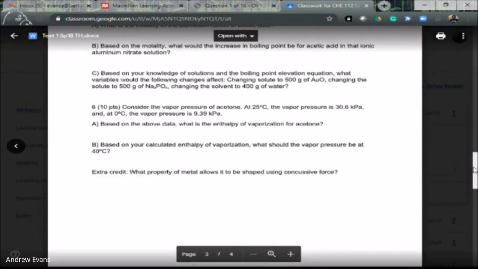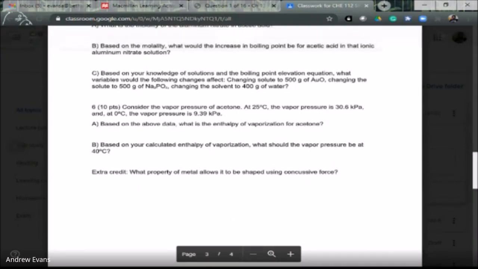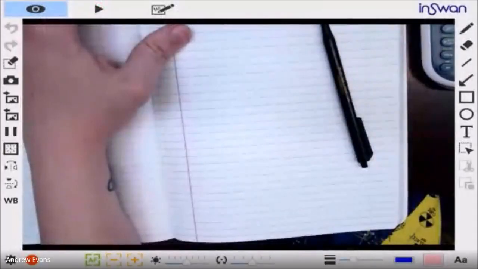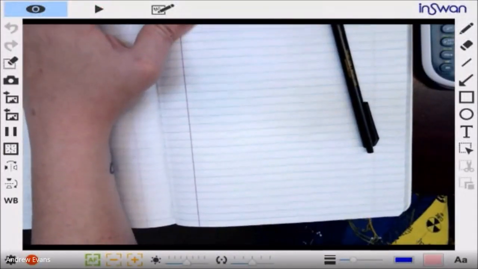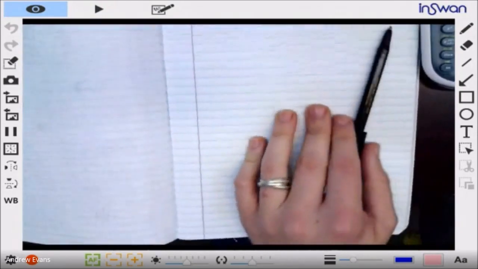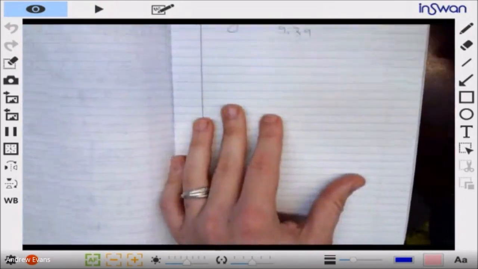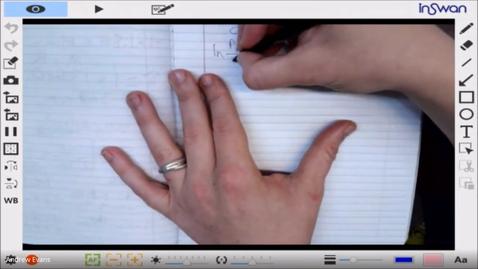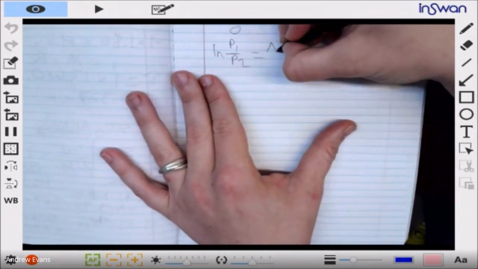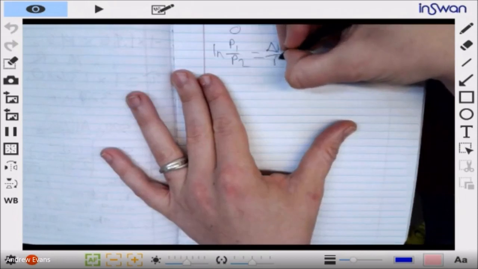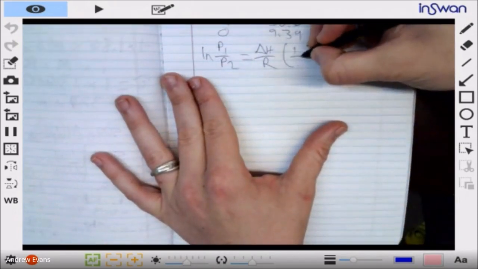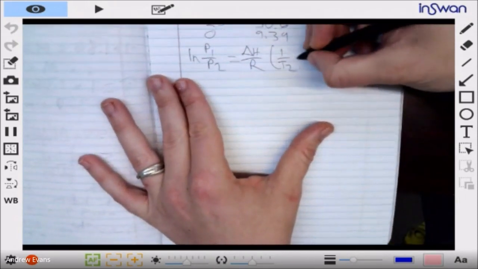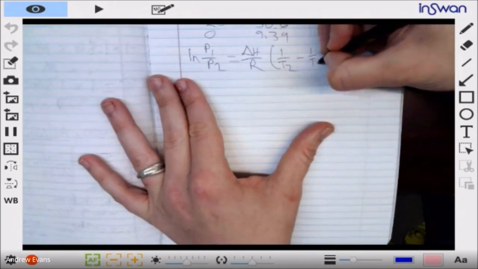Okay. So with that in mind, this last problem, then of course, what property of metal allows it to be shaped with concussive force? That's malleability. But, okay, Clausius-Clapeyron. Better or worse, it is ln P1 over P2 equals delta H over R times 1 over T2 minus 1 over T1.